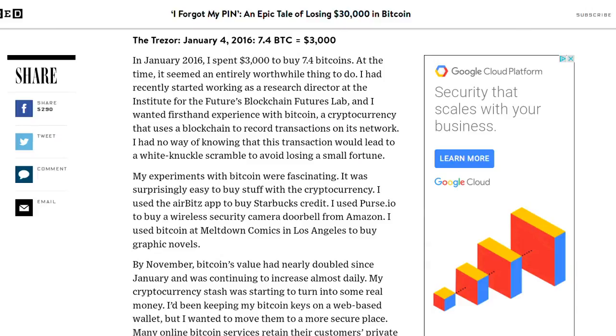So in this story, we have a chap who is a research director at the Institute for the Future's Blockchain Futures Lab. And he went and bought $3,000 worth of Bitcoins. So it was 7.4 Bitcoins. This was January 4th of this year, and his Bitcoins were worth about $3,000. The title of the story is "I Forgot My PIN: An Epic Tale of Losing $30,000 in Bitcoin." So it starts off at 3, it winds up at 30. Over the course of the story, something changes and he's forgotten his PIN.